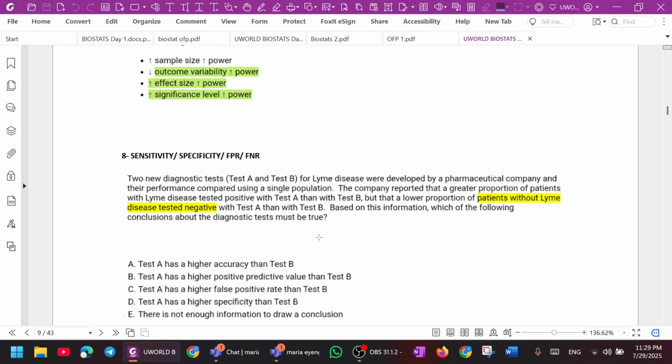But patients without Lyme disease test. Is D true? Okay, you think it's D? D, yes. D as in dog. Okay. I'm between B and C though. So let's see. I'm between B and C. Let's see. Is C? C.